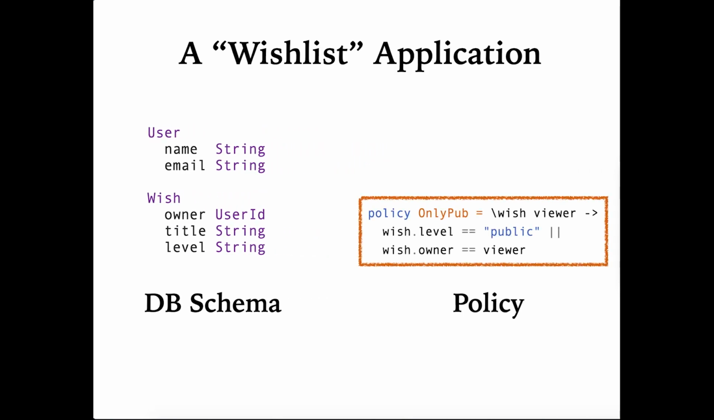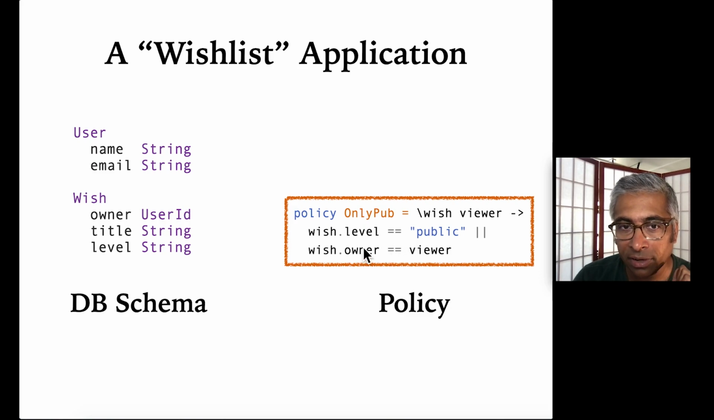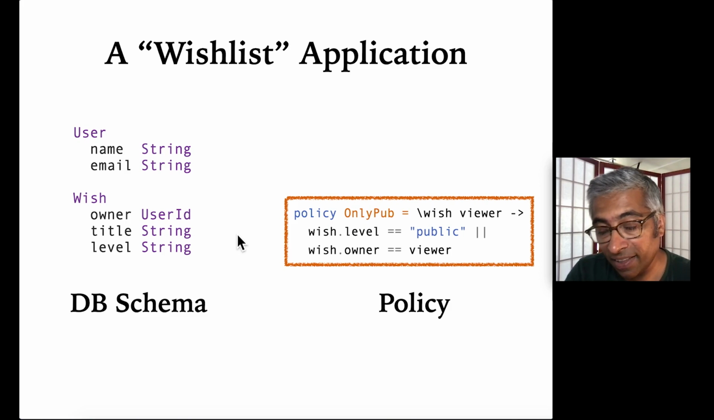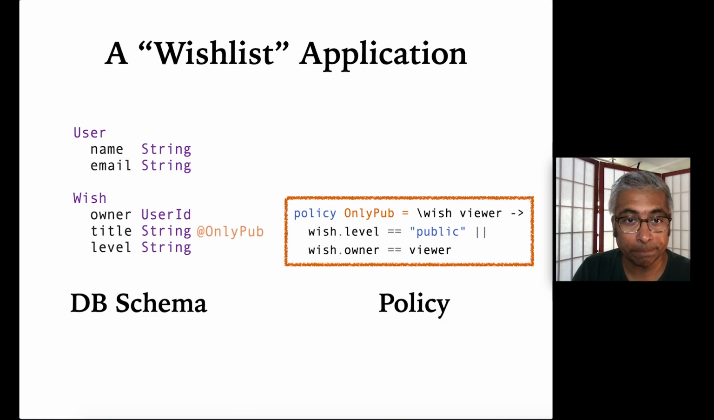Now the policy we might have might say something like this, right? Remember, the policy was only the owner should be able to see a wish unless it's marked public. And this predicate is going to return true if either the level field of that wish is the string public, or the owner of that wish is exactly the same as the viewer. Notice these are data dependent policies. The policy depends very much on the data that's stored in the database. And this is essential for writing real world, realistic security policies.